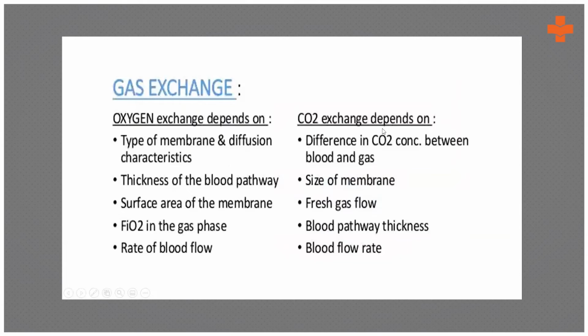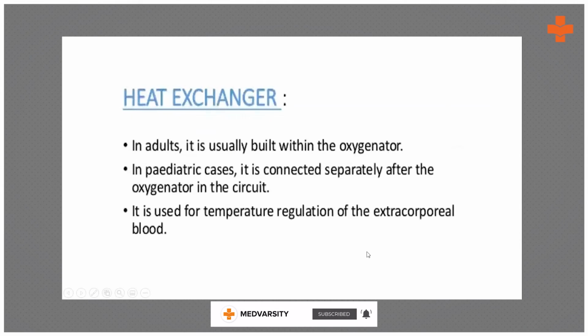And CO2 exchange depends on the difference in carbon dioxide concentration between the blood and the gas. So if the blood has a high concentration of carbon dioxide and the gas being sent in is low, the diffusion will be faster. Again, the size of the membranes and the fresh gas flow matter. You want to drive out carbon dioxide, so you want to keep the gas carbon dioxide low. So you want gas flow to be increased if you want more carbon dioxide to be reduced. Again, blood pathway thickness and the blood flow rate matter.